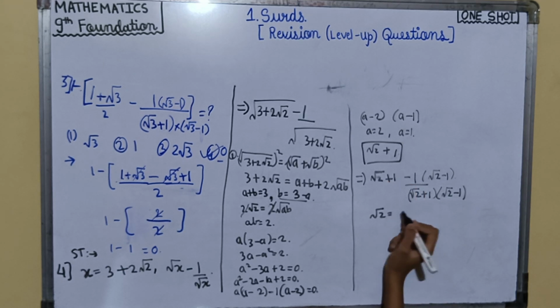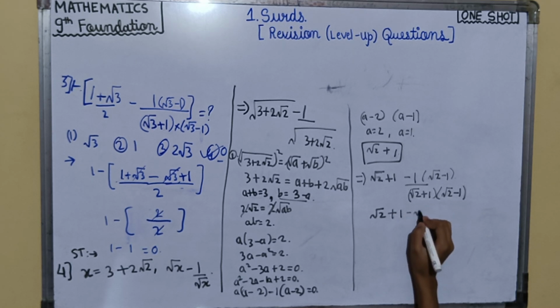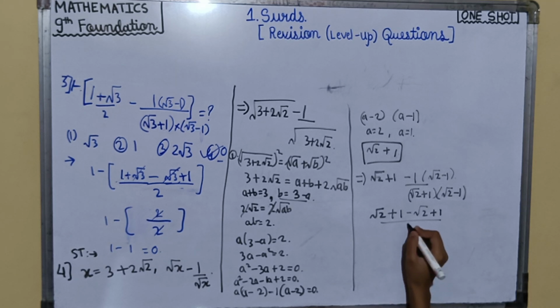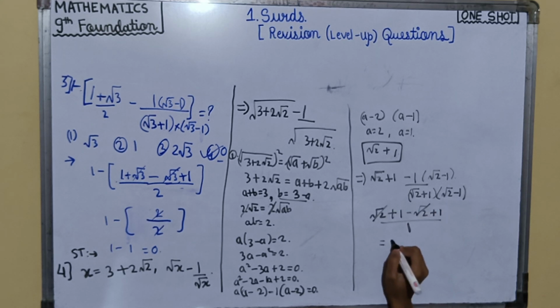Then root 2 would be equal to root 2 plus 1 minus root 2 plus 1 upon root 2's whole square, which is 2 minus 1's whole square, is 1. That is 1. Root 2 will get cancelled. 1 plus 1 is 2. Therefore, the answer of this question is 2. I hope you have understanding.